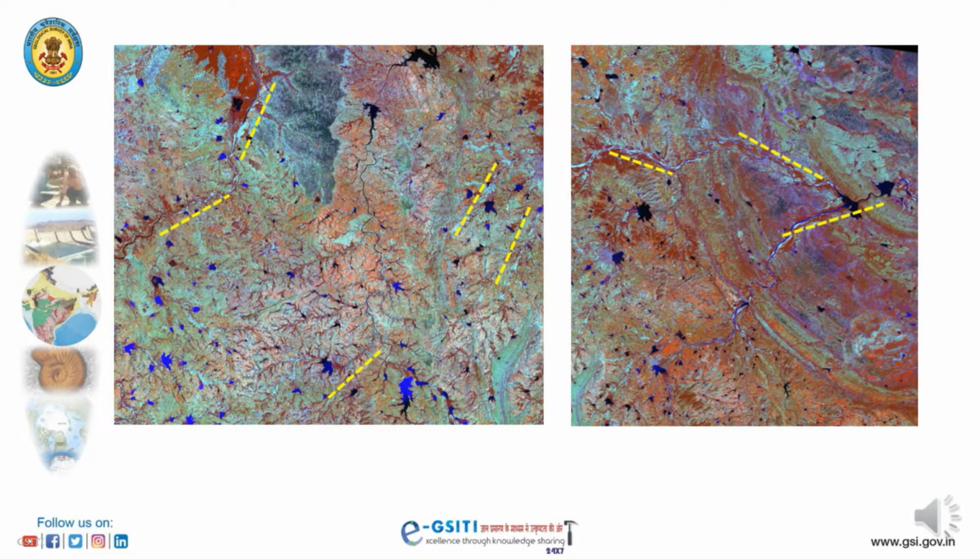In these imageries, we can see the drainage flowing in a straight line, or the course of flow suddenly changing, which indicates structural control in that terrain. Through remote sensing data, we can identify these features: alignment or straight line of lakes and water bodies ultimately gives the structural information of that area.